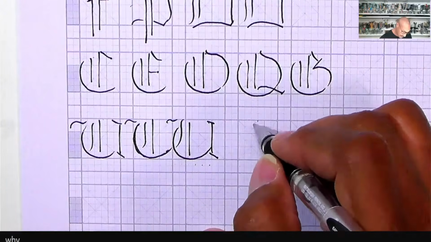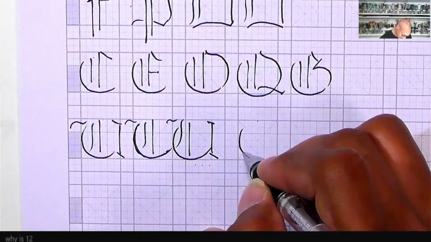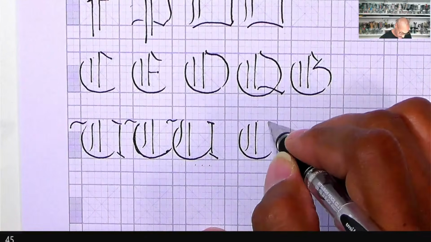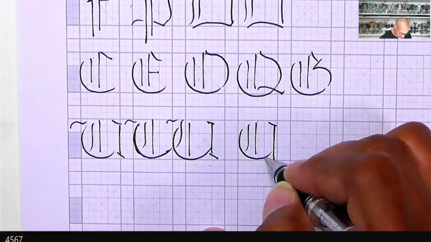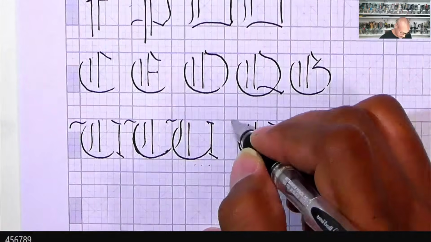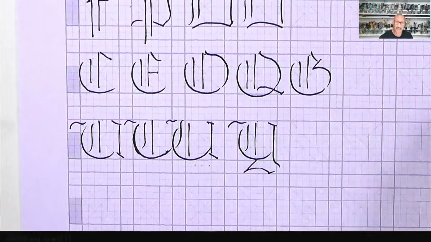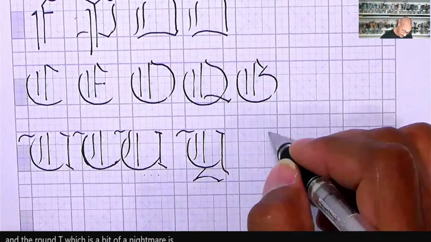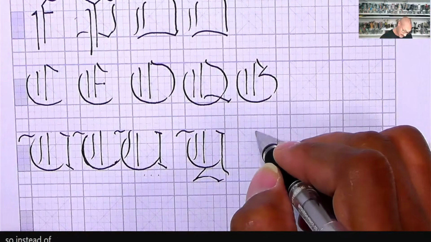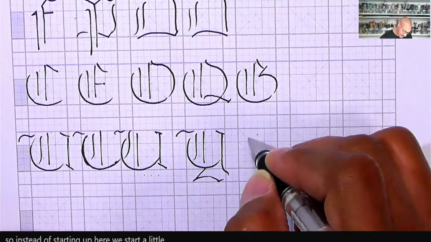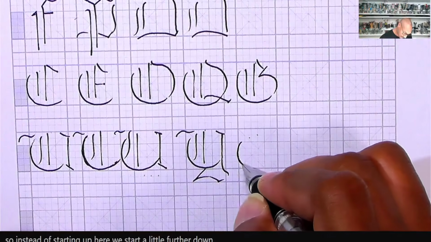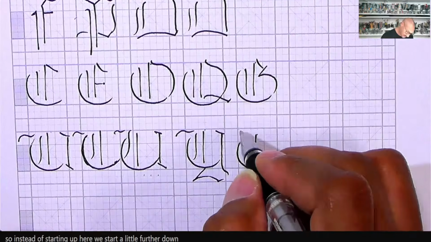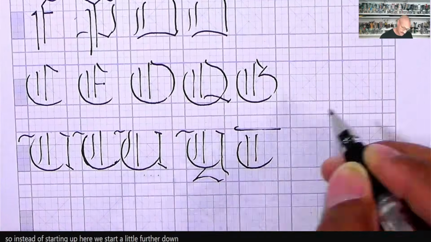Y is 1, 2, 3, 4, 5, 6, 7, 8, 9, and 10, and 11. And the round T, which is a bit of a nightmare, is lower. So instead of starting up here, we start a little further down to get this to cross the top.